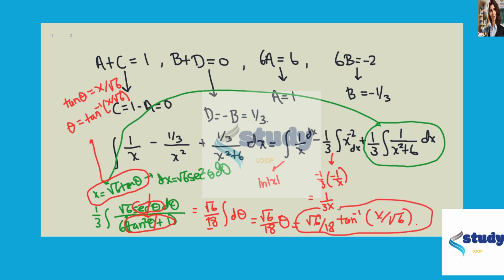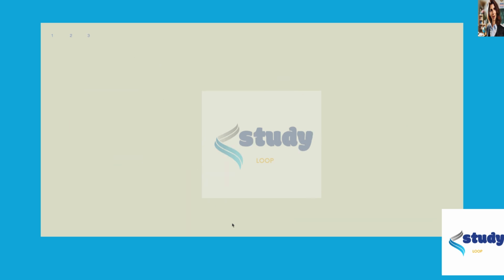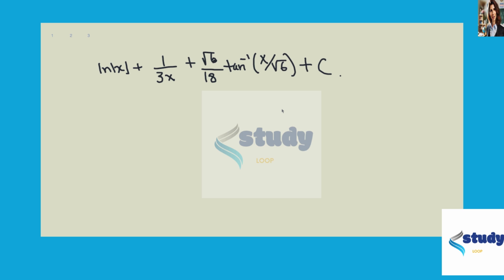So the last thing to do is write the sum of these three terms. Let's go to the next page to do that. So we had the first integral, natural log absolute value of x. Second integral, 1 over 3x. And then for the last integral, which required the trig sub, √6 over 18 arctan x over radical 6. And then don't forget our constant c of integration, and that's our final answer.